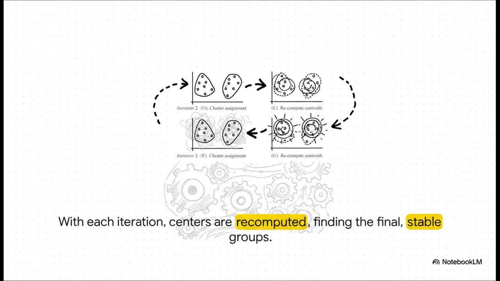With each cycle of assigning and updating, those centers start moving towards the true hearts of the clusters. You can see how they shift and refine their positions until the groups become stable. And just like that, the algorithm has found the natural structure hidden in the data. And remember, it did all of this without any pre-existing labels.